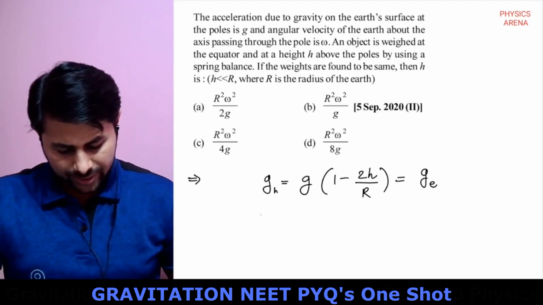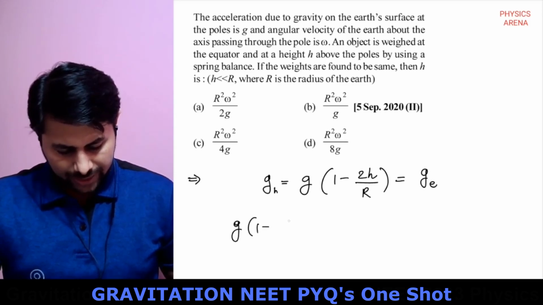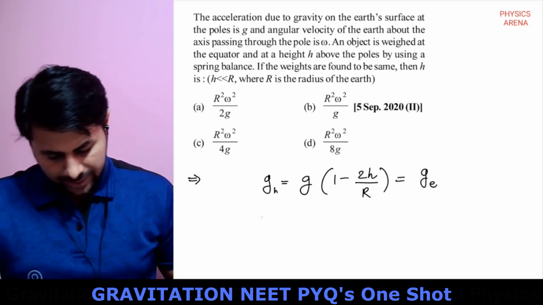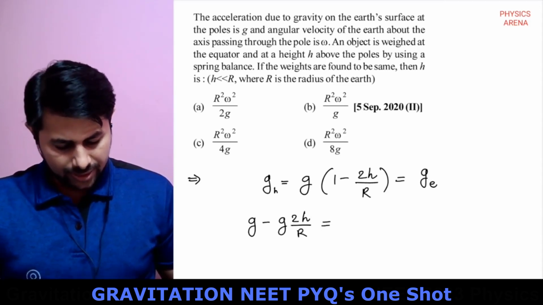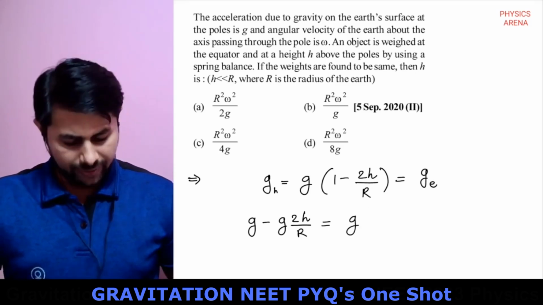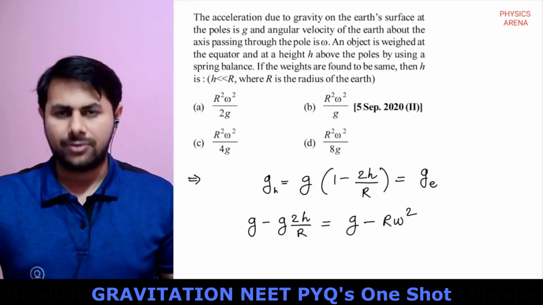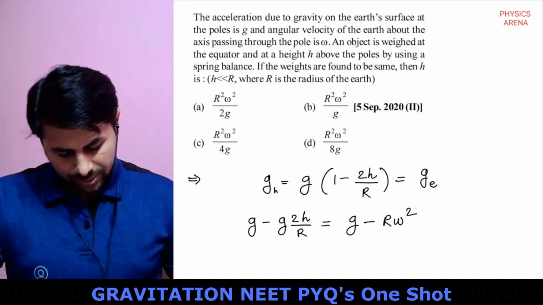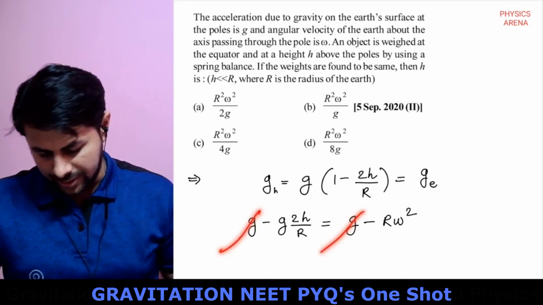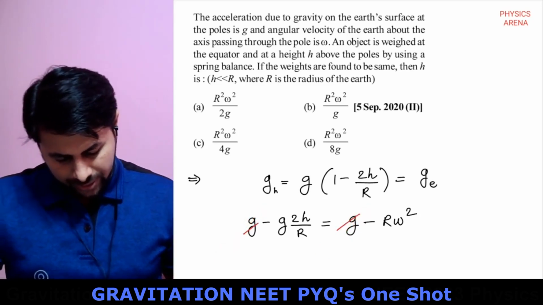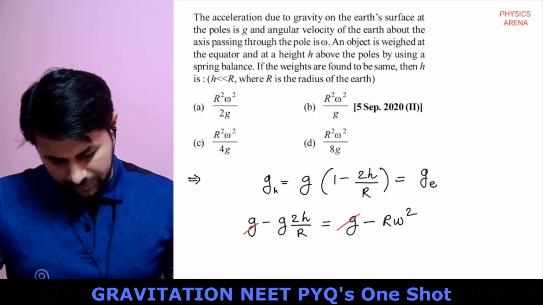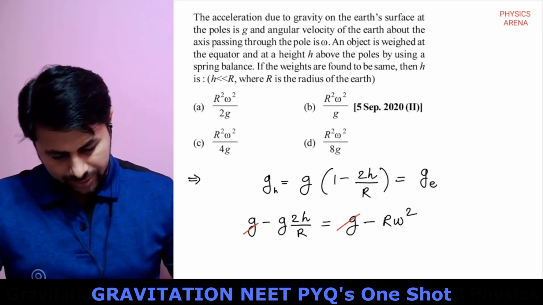And what is g at equator? So I will write this as g minus g multiplied by twice h upon r is equal to g at equator, which is g minus r omega square. We know this. So this g and g will get cancelled out, right? So we have h equals to what?